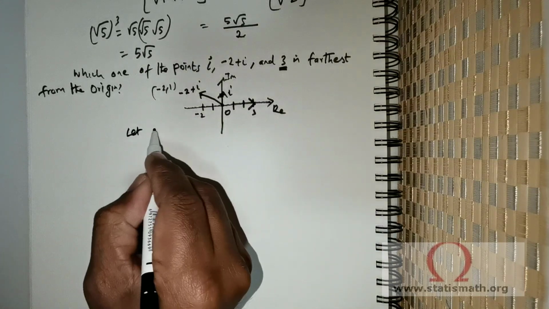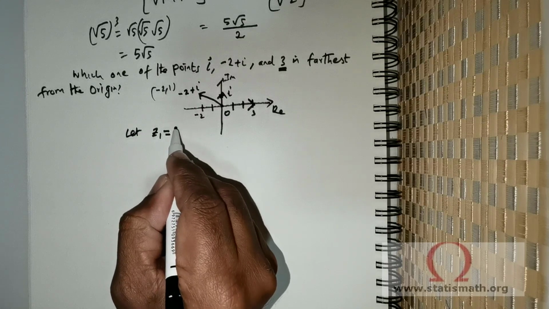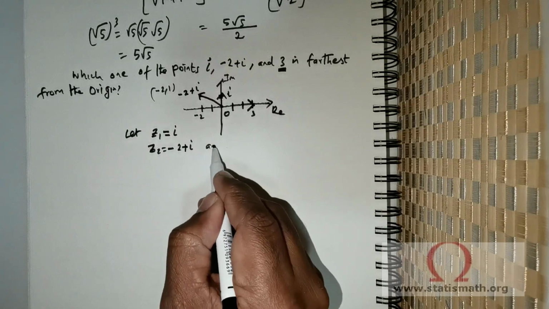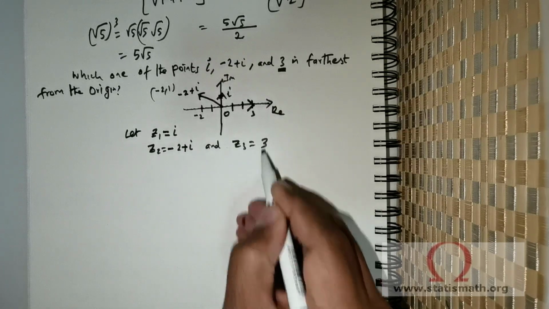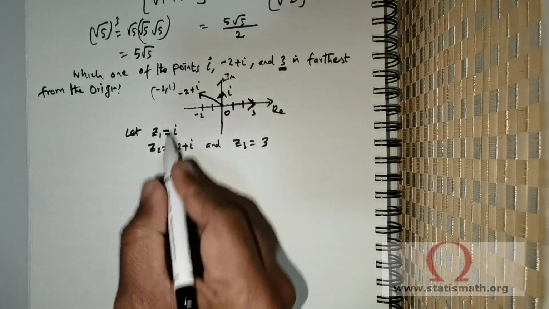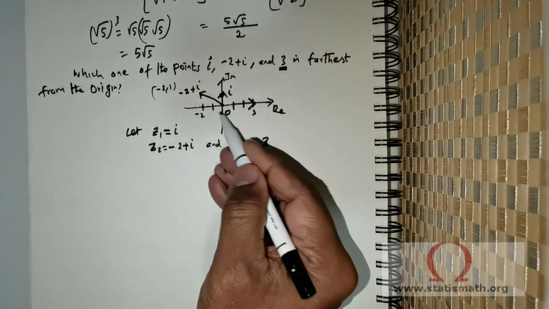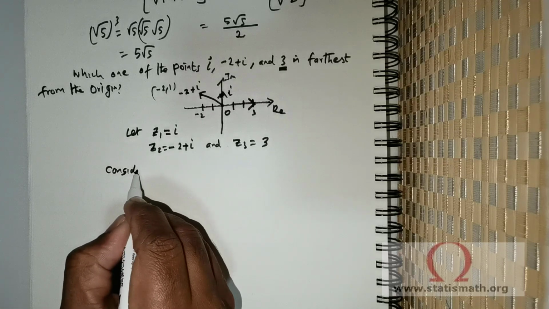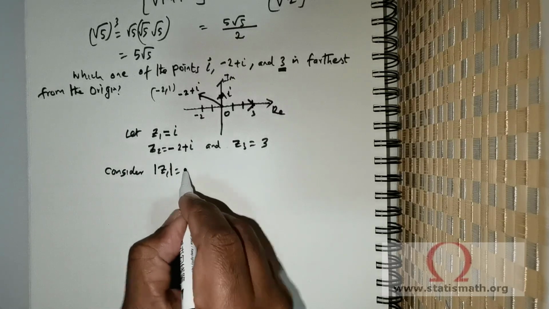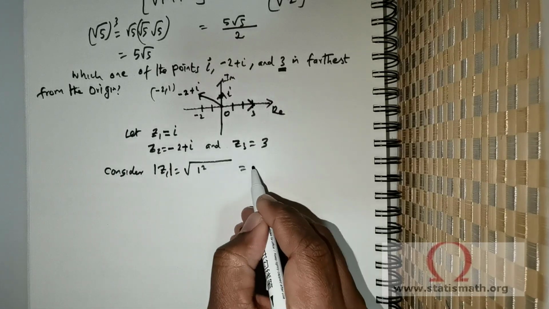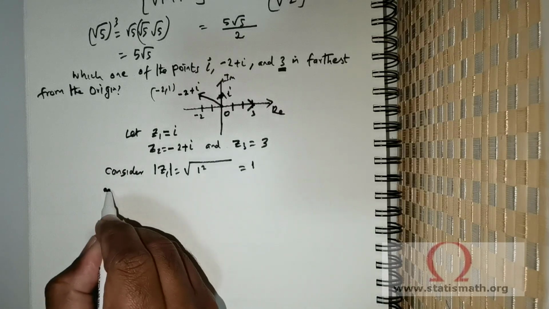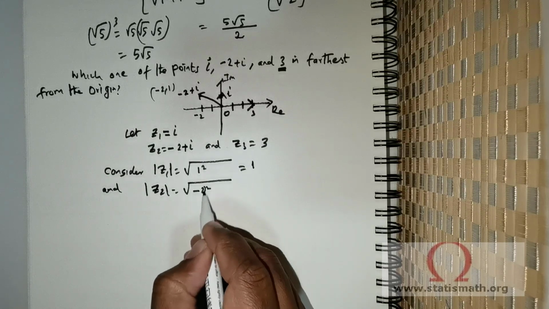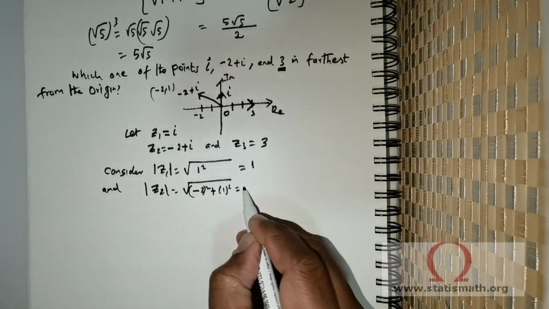So let us take the complex numbers z1 equal to i, z2 equal to -2 + i, and z3 equal to 3. So 3 complex numbers. To find the distance of the point from the origin, we need to take the modulus. Consider the modulus of z1, which is equal to root of 1 squared, which is equal to 1. Now the modulus of z2 is root of (-2) squared plus 1 squared, which is root of 5.